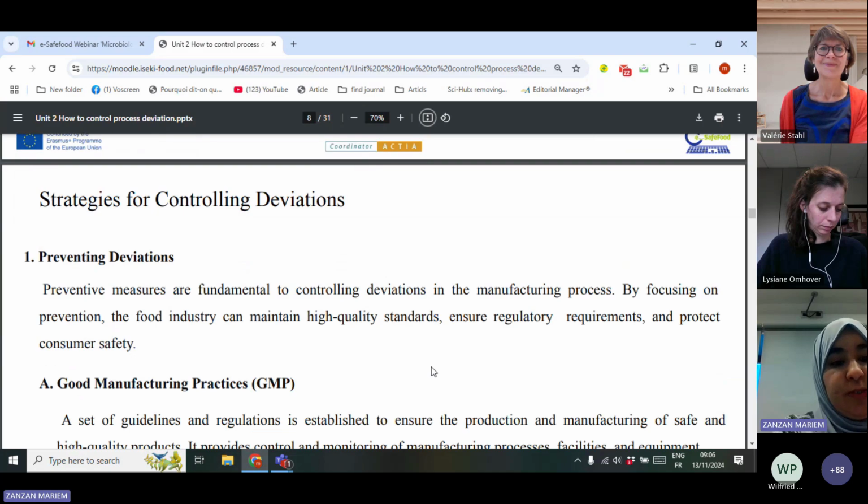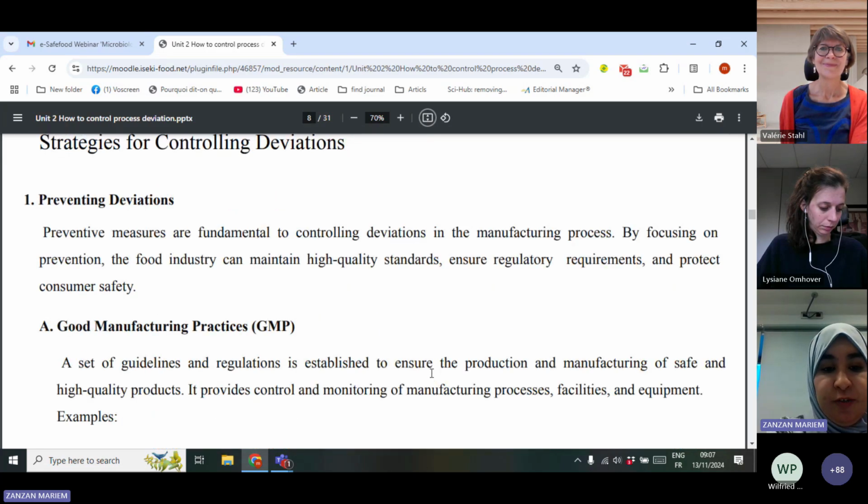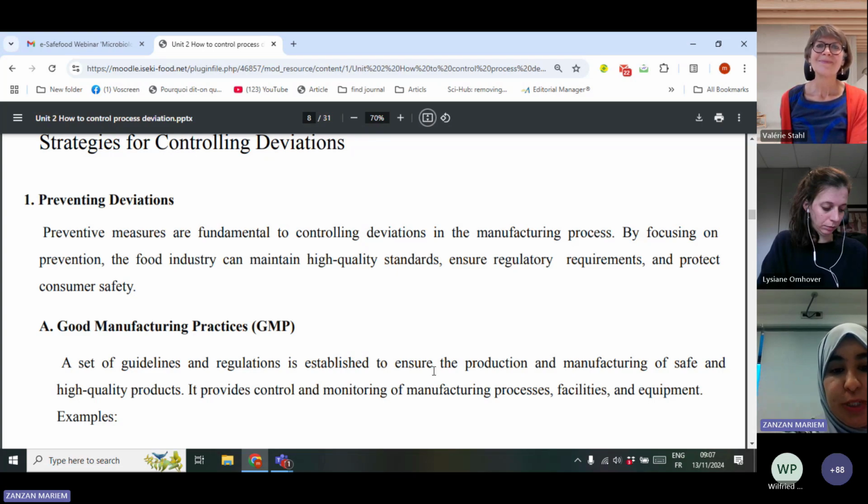So let's move to the strategies for controlling deviations. One of those strategies is preventing deviations. Preventive measures are fundamental to controlling deviations in the manufacturing process. By focusing on prevention, the food industry can maintain a high quality standard, ensure regulatory requirements, and protect consumer safety.